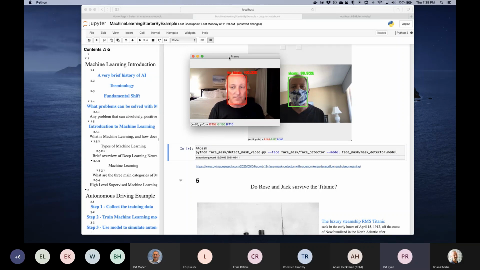If I grab a mask and put that on, I know you probably can't hear me as well, but now it's saying with a high degree of accuracy that in fact I am wearing a mask. So we can still use this technology that we find scary for something that's good. And as soon as I take that mask off, it tells me I'm not wearing a mask.